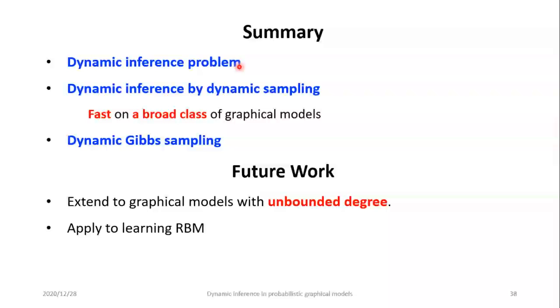In this work, we formulate the dynamic inference problem. We give a dynamic inference algorithm based on dynamic sampling. The algorithm is fast on a broad class of graphical models. The core of our algorithm is the efficient dynamic Gibbs sampling. Here are some future works. One open problem is to extend our method to graphical models with unbounded degree. Another open problem is to apply our method to learning RBM. Thank you.